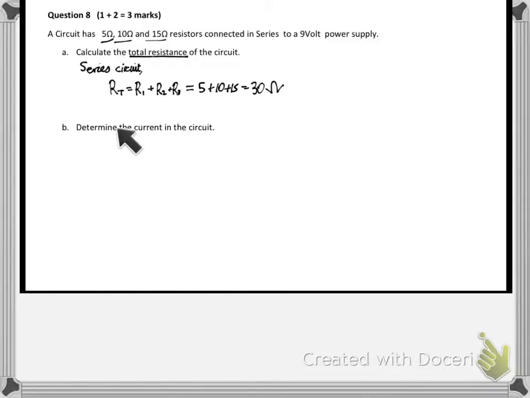Okay, and now from that, part B, determine the current in the circuit. So what connects voltage, resistance, and current together? That's Ohm's law, V equals IR. And so current is worked out by voltage, or potential difference, divided by the resistance. So the current in the circuit is the electric potential of 9 volts divided by the total resistance that we worked out, 30 ohms. It gives you 0.3 amps.